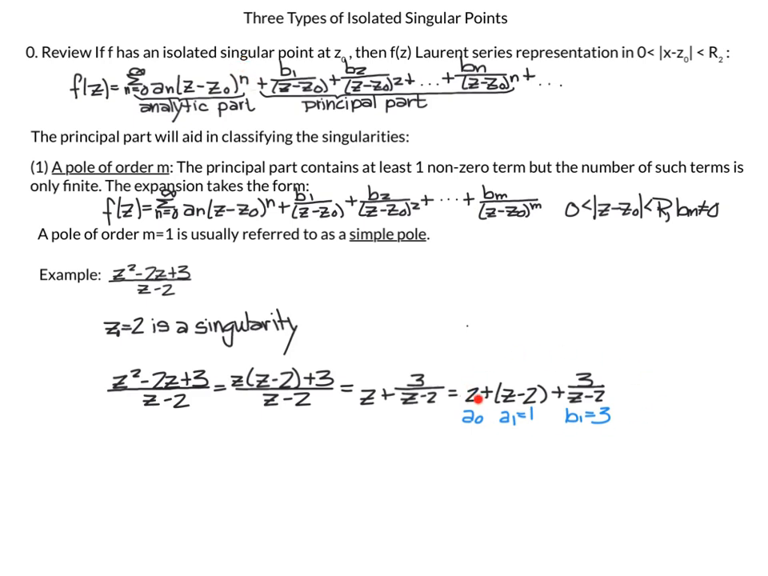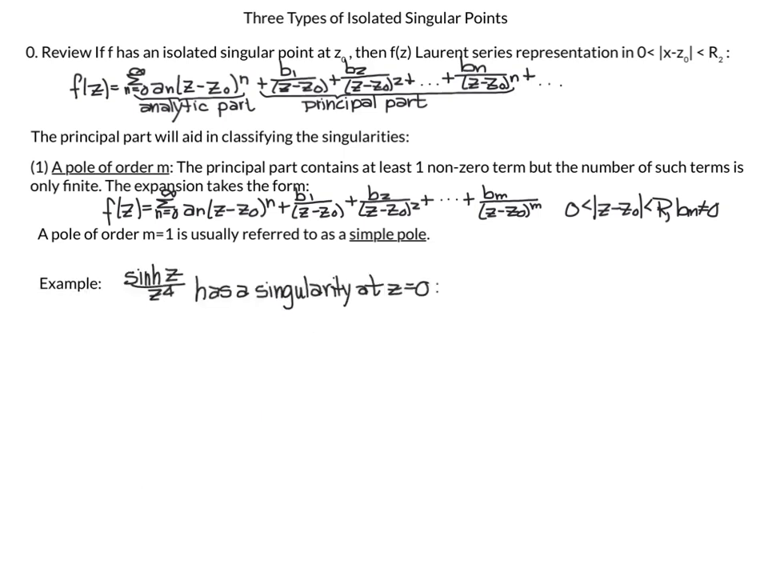So this here, again, is our Laurent series. And you can see that in the principal part we have exactly one term, which means m is equal to 1, which makes z equal to 2 a simple pole, and the residue at z equals 2 is our b1 coefficient, which is equal to 3.